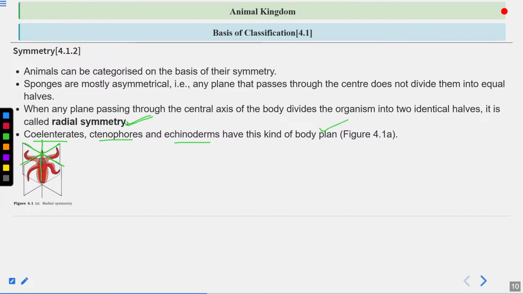So asymmetrical is the first one. Second is radial symmetry, which we see in the case of coelenterates, ctenophores and echinoderms. These are the phyla in which the radial type of symmetry is common. Okay. So remember the symmetry, radial symmetry, and in which phyla it is found.